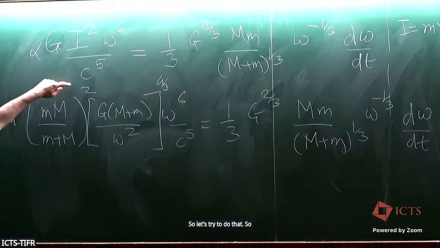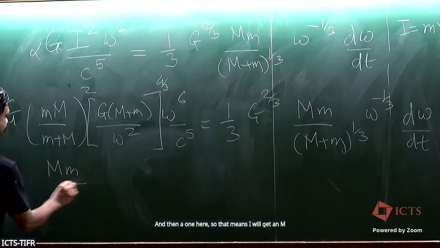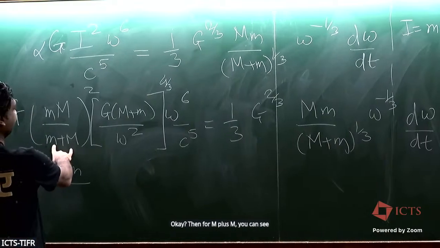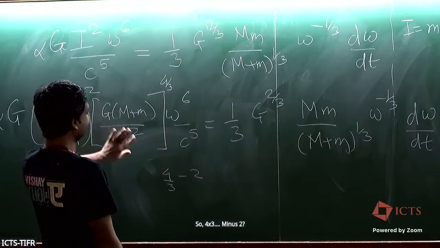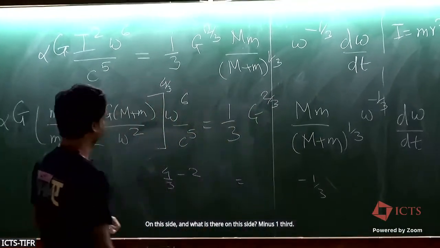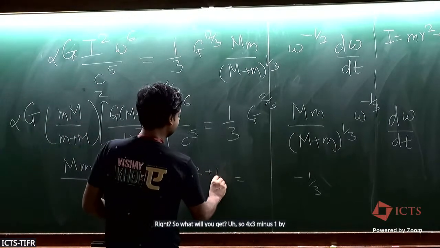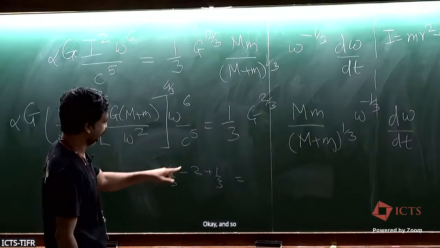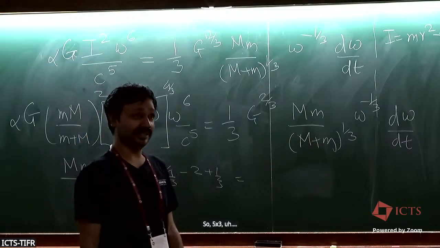So there's a squared here, and then a 1 here. So that means I will get an m times m. Then for m plus m, you can see that there is a squared, so minus 2. So 4/3 minus 2 on this side. And what is there on this side? Minus 1/3. Right? So what will you get? 4/3 minus 1/2 plus 1/3, right? Okay, and so what is this? 4/3 plus 1/3 is 5/3. So 5/3 minus 1/3, right?